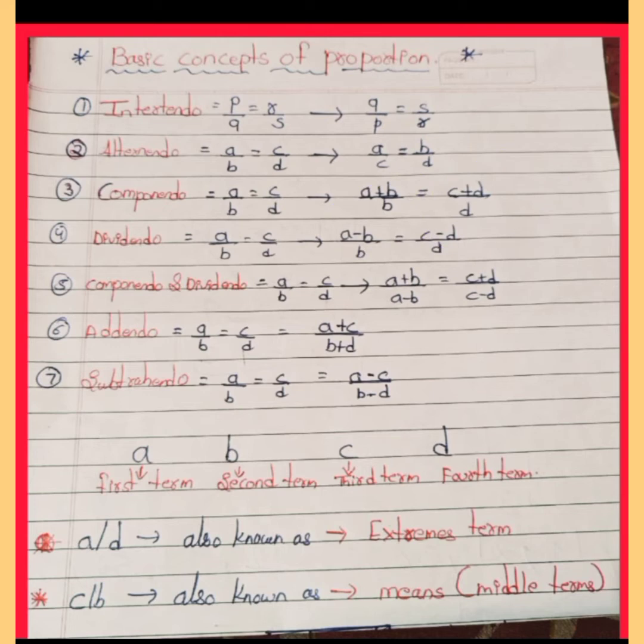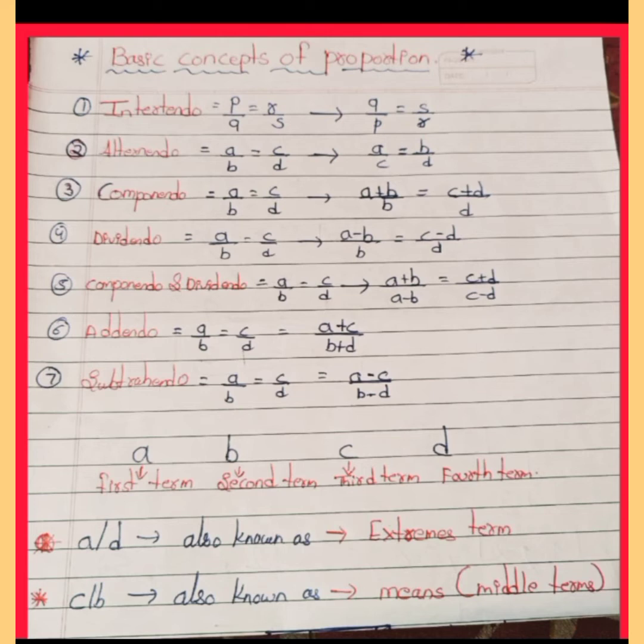Now let's move on to dividendo. In dividendo you have to subtract. A upon B is equal to C upon D. In that you have to just subtract: A minus B upon B and C minus D upon D. It's easy, right?